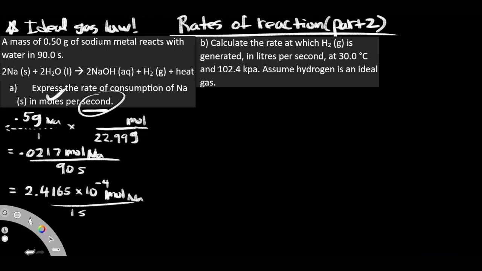Now we're going to do B. Calculate the rate at which H2 is generated in liters per second. Okay, so I don't have liters anywhere here. I've got to find it somewhere. Thankfully, I did it already in per second, so I'm done with that.